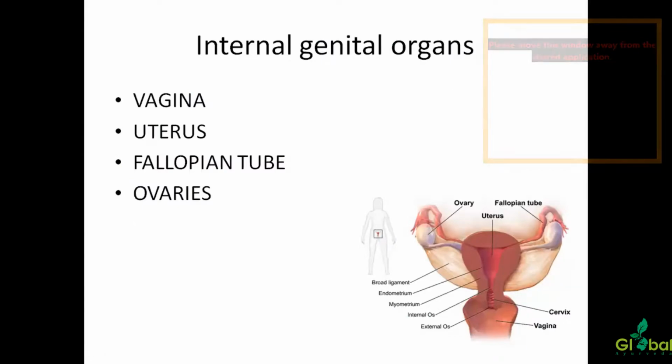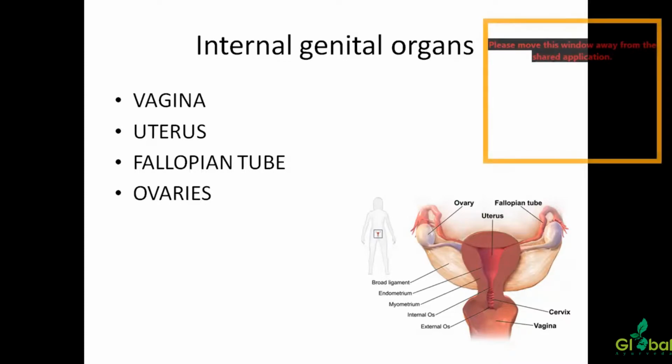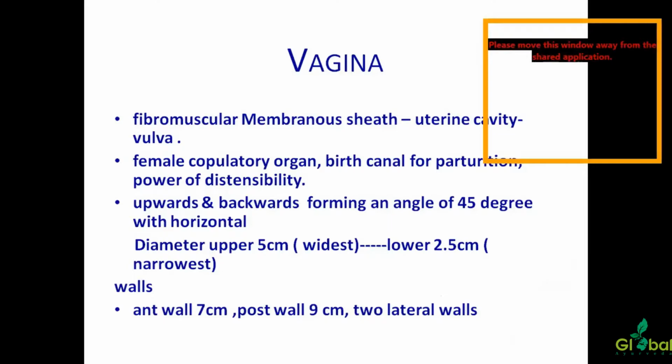Hello, good morning all. Today we will see about internal genital organs. The internal genital organs consist mainly of the vagina, uterus, fallopian tubes and ovaries. First of all, the vagina.